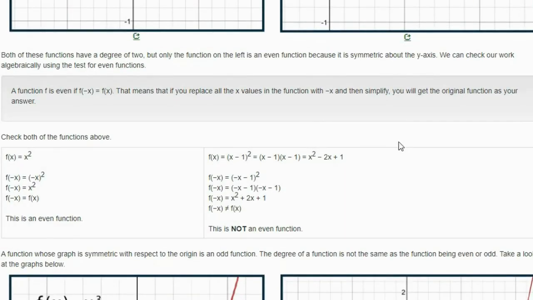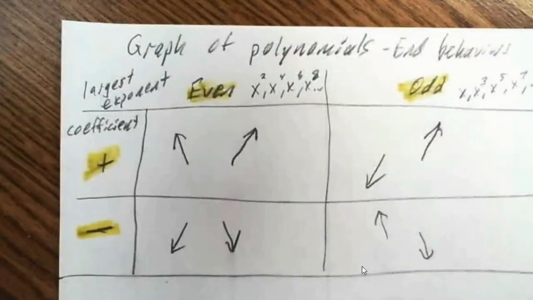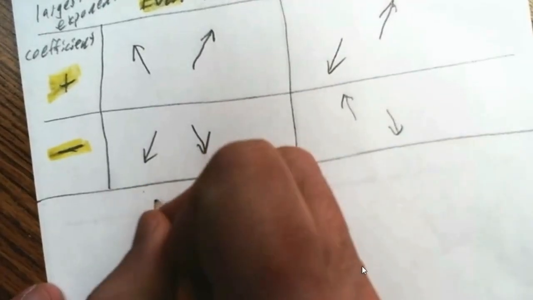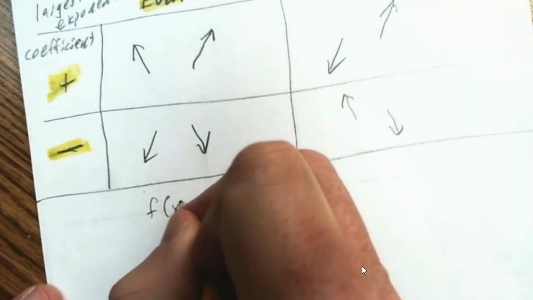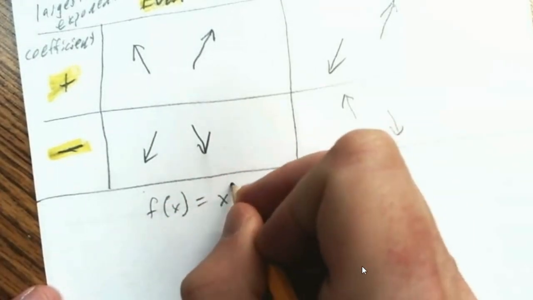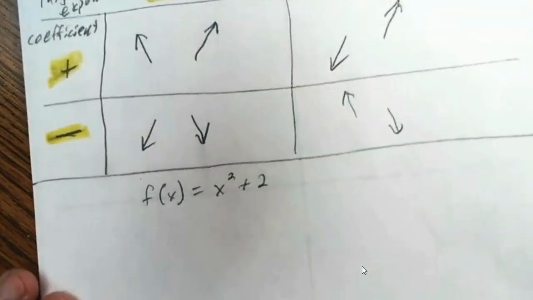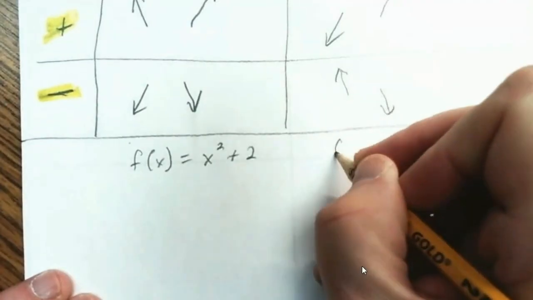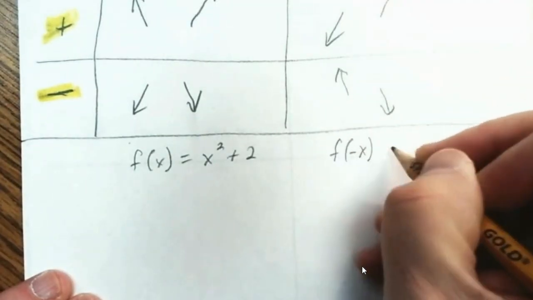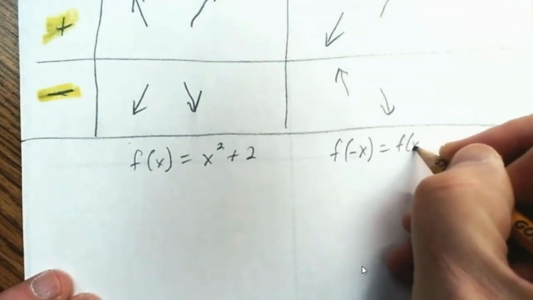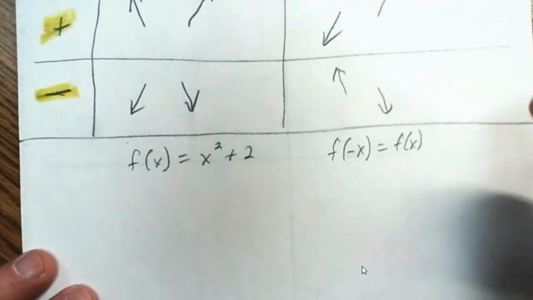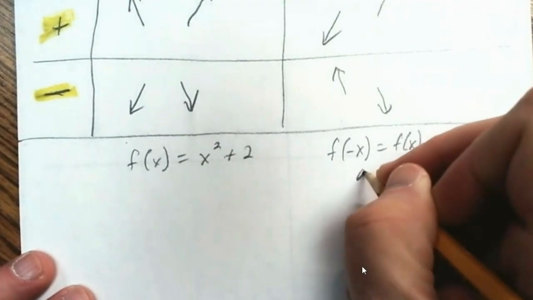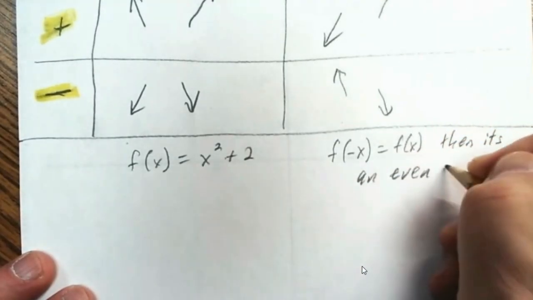So let's do this. I'll show you the algebraic way to figure out if a function is even or odd. So if we have this function, f of x equals x squared plus 2, and we want to know, is this an even function? Well, if we substitute negative x and it equals the regular function, then it's an even function.